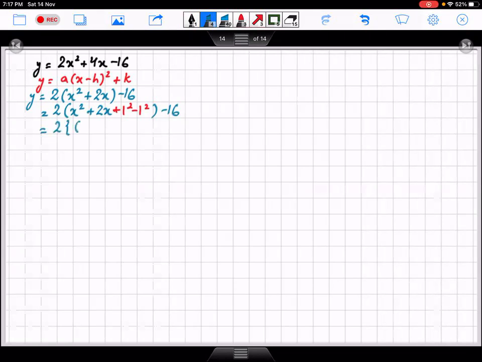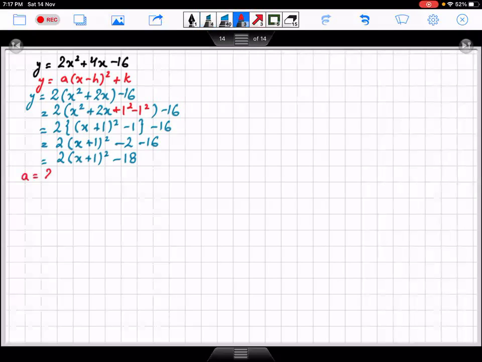So it should become (x plus 1) whole squared minus 1 minus 16. So it should be 2 times (x plus 1) whole squared minus 2 minus 16. So it becomes 2(x plus 1) whole squared minus 18. By comparing it, a is 2, h is minus 1, and k is minus 18.